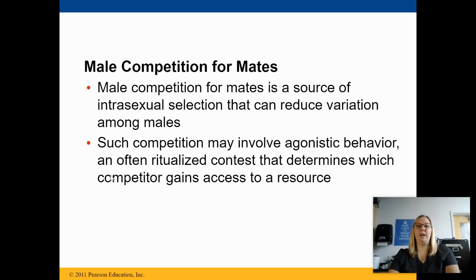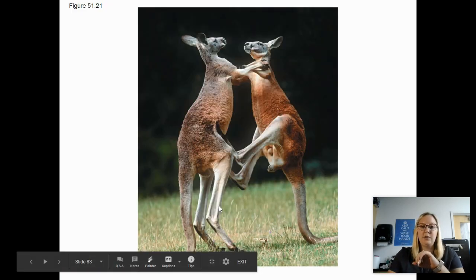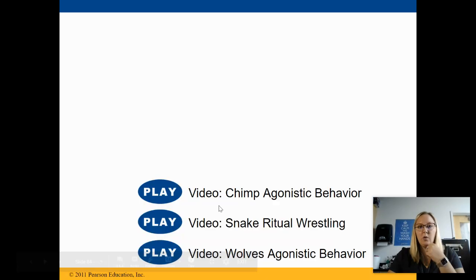Male competition. I like to think of rams when they butt heads and lock horns. That's actually mate competition happening; the stronger ram in that example usually gets the female. So male competition for mates is a source of intrasexual selection that can reduce variation among males. Such competition may involve agonistic behavior and often a ritualized contest that determines which competitor gains access to the resource. So kangaroo kicking, rams locking horns, things like that.